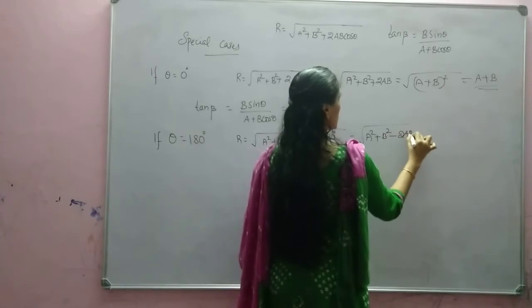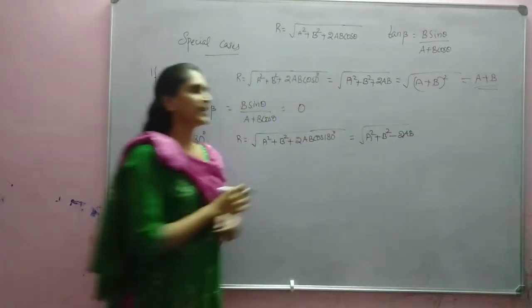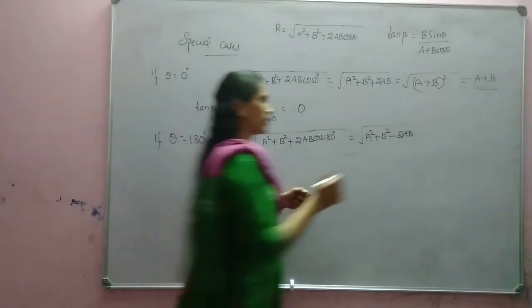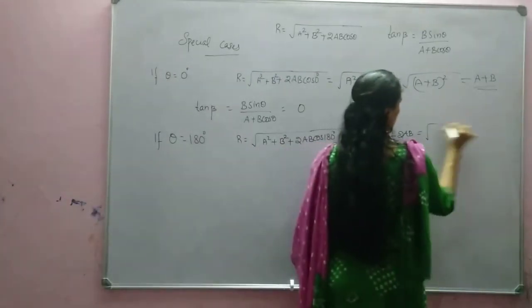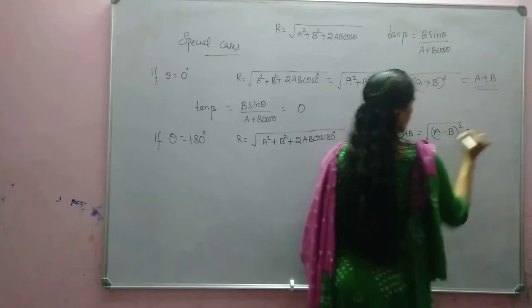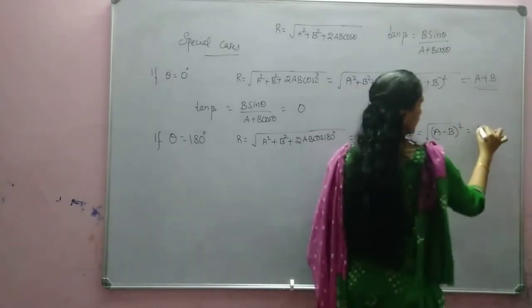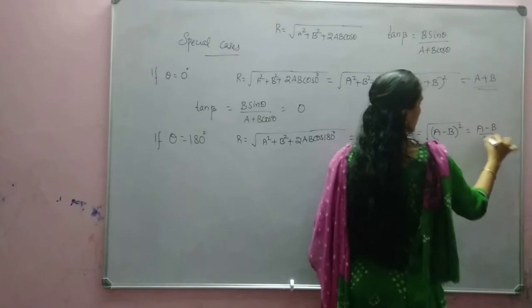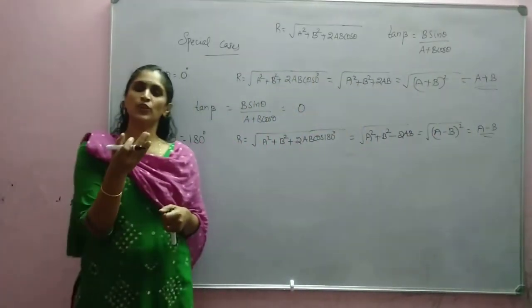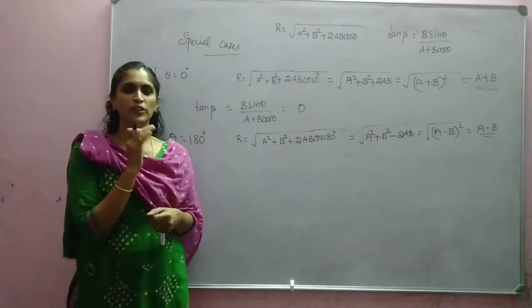So you will get root of A square plus B square minus 2AB. Why is it minus 2AB? Because cos 180 is equal to minus 1. Or we can write it as root of A minus B whole square, which is equal to A minus B. So what will be the direction? The direction will be in the direction of the larger magnitude vector.